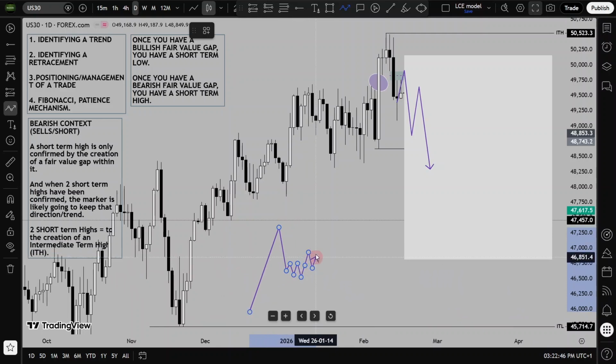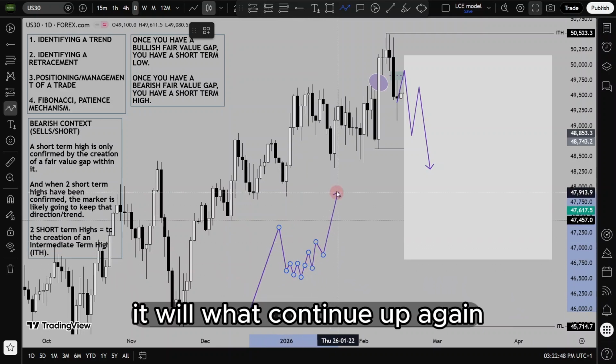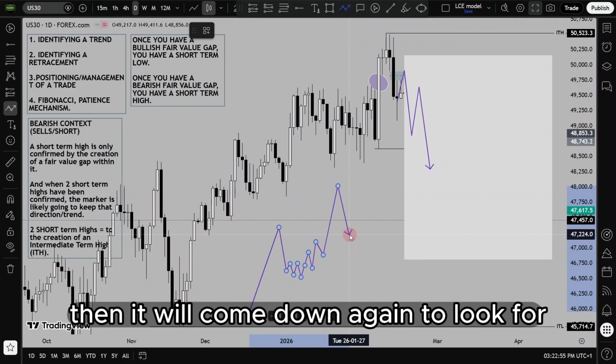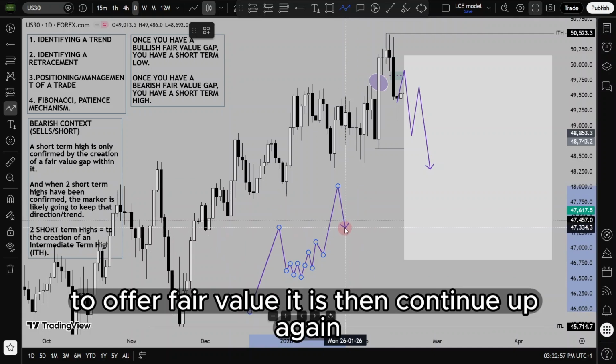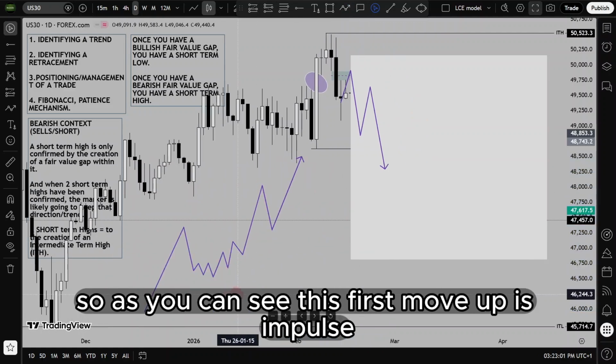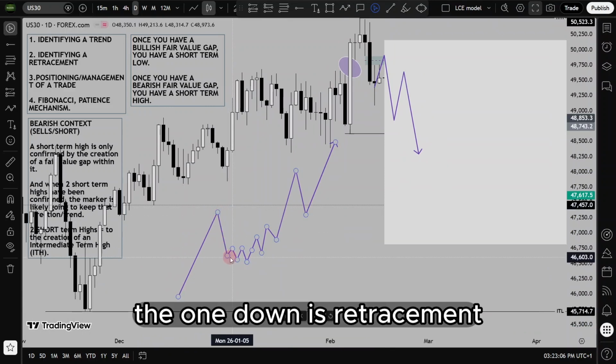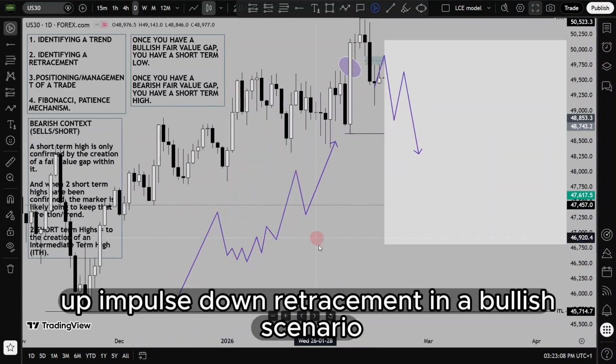Then it will continue up again. This up that is continued is called an impulsive move. Then it will come down again to look for fair value. It will then continue up again. So as you can see, this first move up is impulse, the one down is retracement. Up impulse, down retracement in a bullish scenario.